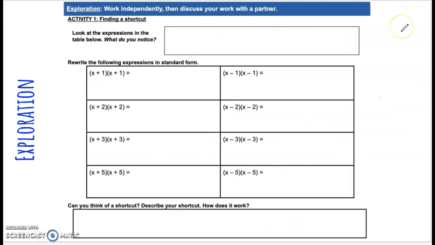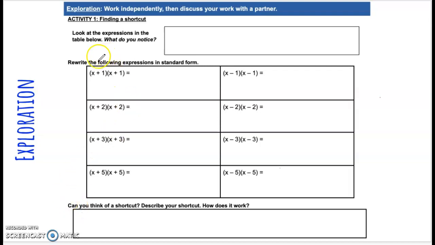All right, so now we're going to do a little bit of an exploration. It says, look at the expressions in the table below. What do you notice? Again, this would be a good time to pause the video. You could write down some things that you notice and then try multiplying them out using the box method. Maybe think of a few more things that you notice. And, you know, it's a lot of problems. Is there a shortcut that you were able to come up with?